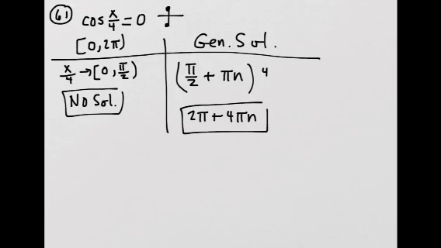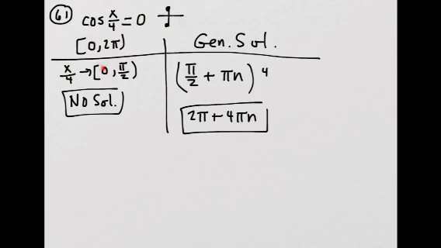Alright, so number 61 is cosine of x over 4 equals 0. So we know that the angles pi over 2 and 3 pi over 2 give you a value of 0, right? And if we want x to be between 0 and 2 pi, again including 0, not including 2 pi, we have to divide the angle by 4, because that's what this says, x divided by 4. And so that means we have to divide this by 4.